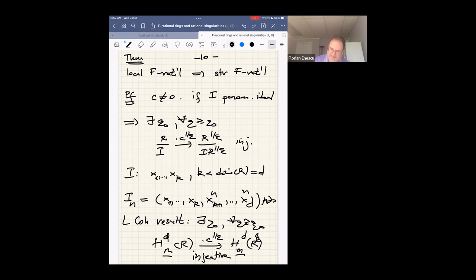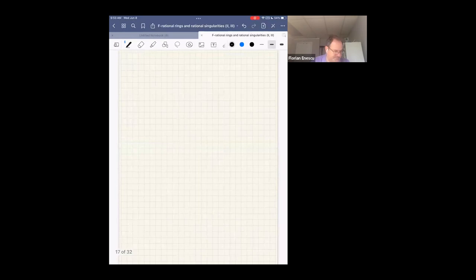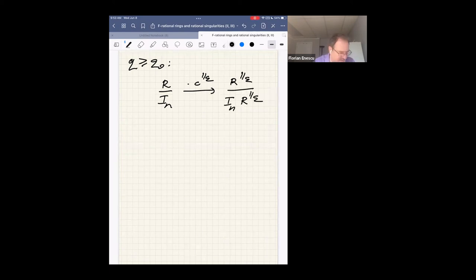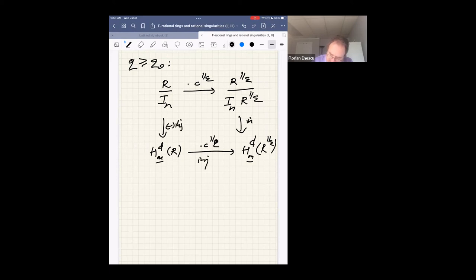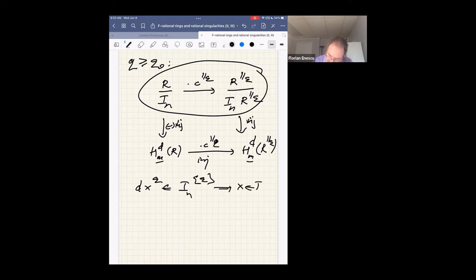All right. So now, for any Q greater or equal than Q0, you have the maps that we care about. These are injective. This is injective, and this is injective. It means that this is injective. So that means that any time you have something like this, you're going to get that x is in I.